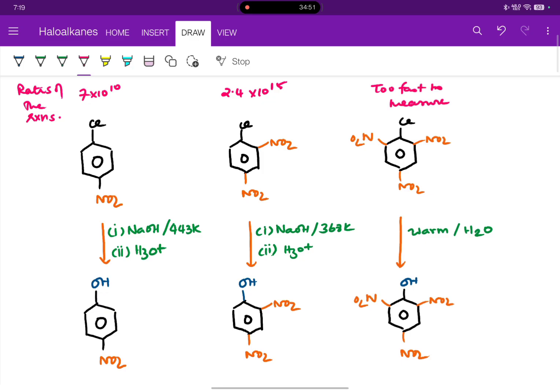Sir, how do you measure the rate of reaction, sir? Chemical kinetics. Rate of change in concentration with respect to time. So how fast the product is formed with respect to time, how fast a reactant is diminishing with respect to time.